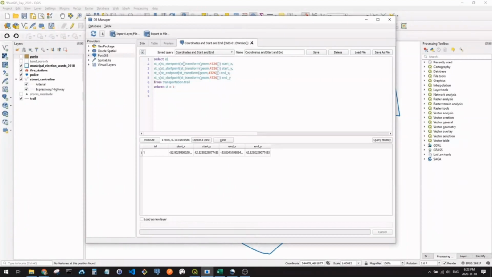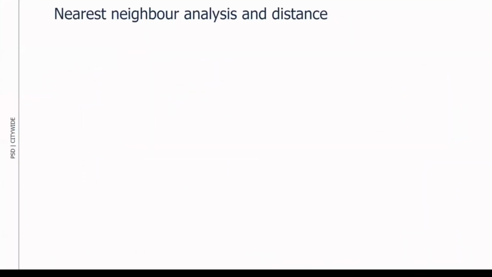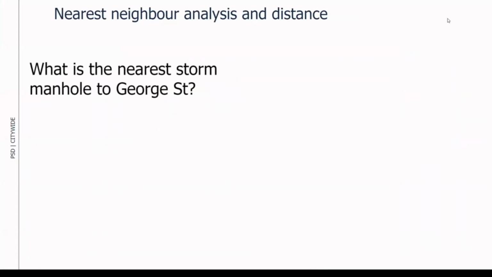And of course, if we took off the ST_Transform function, the result that would come back would actually be in UTM coordinates. Okay, so next we're going to look at doing a nearest neighbor analysis and looking at distance a little bit more. So we can ask questions like, what is the nearest storm manhole on George Street? And this would be within Windsor, Ontario.